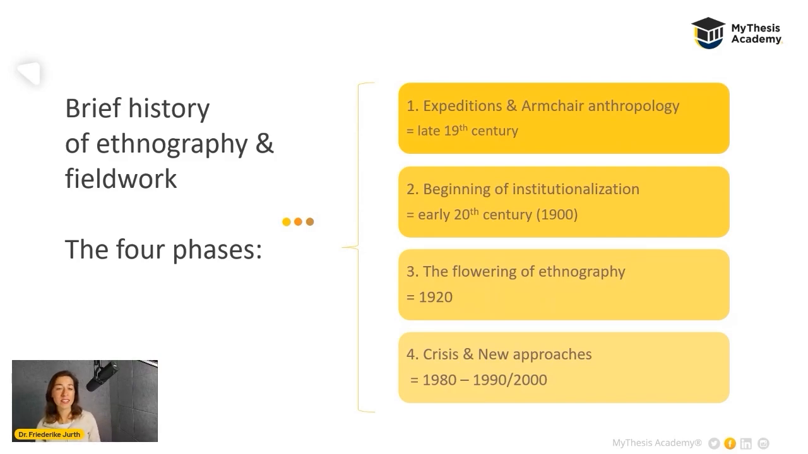Then in the early 20th century, around 1900, we already enter the phase of the academic institutionalization. And this phase is followed by a flowering of ethnography. This is around 1920. Then around the 80s and 90s, until the new millennium, we have a crisis, but not only a crisis of the discipline, but also a variety of new approaches, which I would like to share with you.